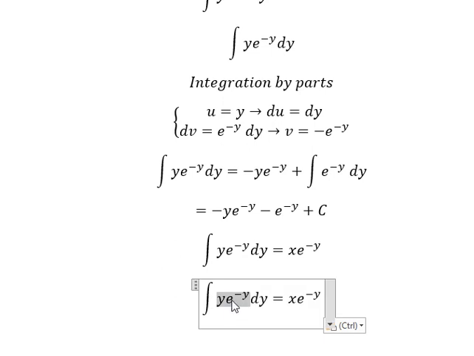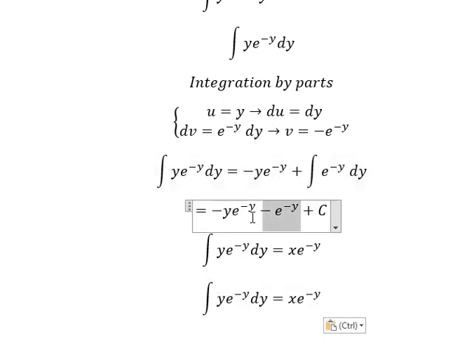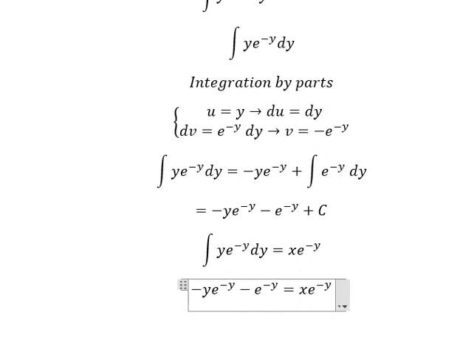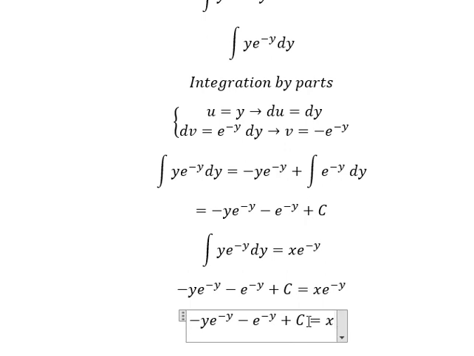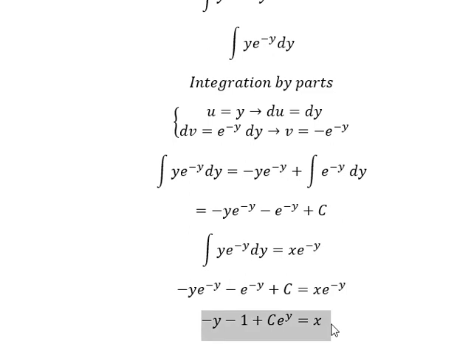Now we go back in here. The integration of this one, that is about this one. Now we divide both sides by e to the power of negative y. And this is the final answer. That is the end.